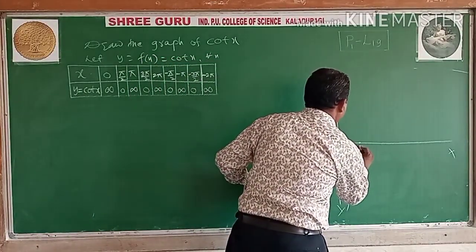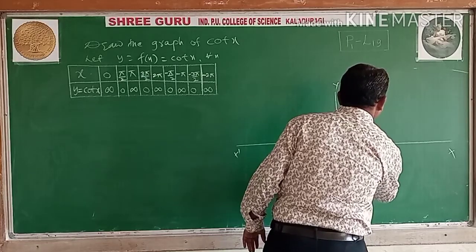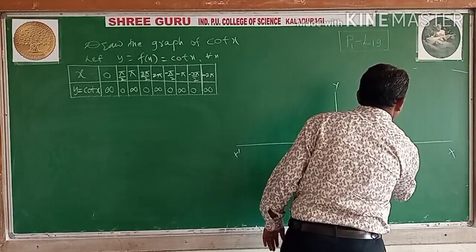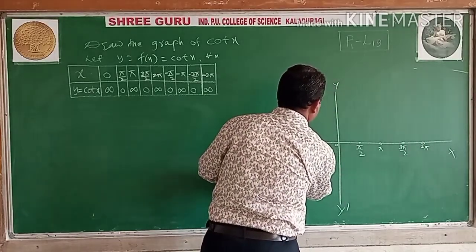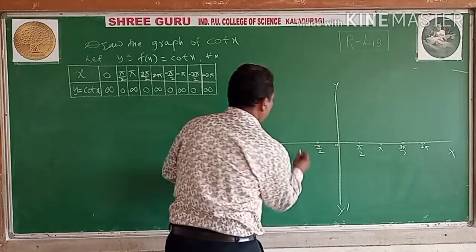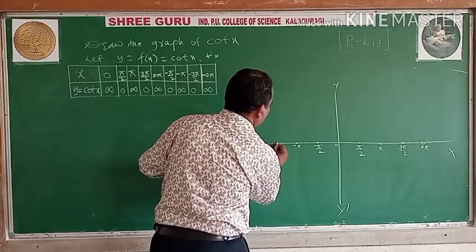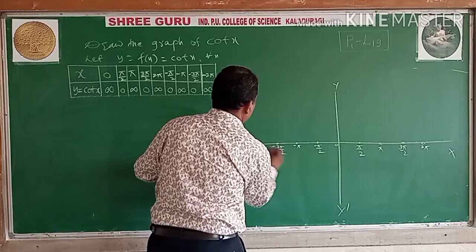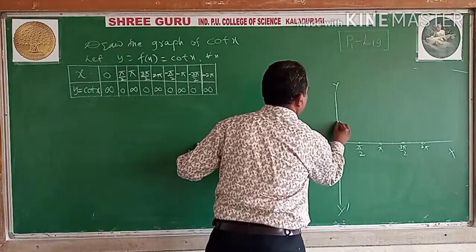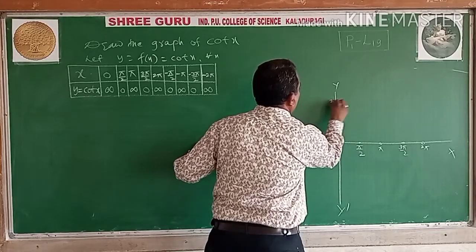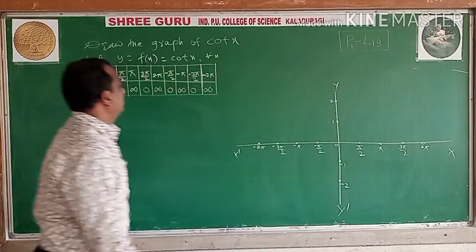0, pi by 2, pi, 3 pi by 2, 2 pi. Similarly, on the negative x-axis, minus pi by 2, minus pi, minus 3 pi by 2, minus 2 pi. On the y-axis, 1, 2, minus 1, minus 2.